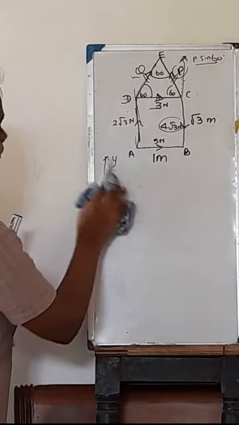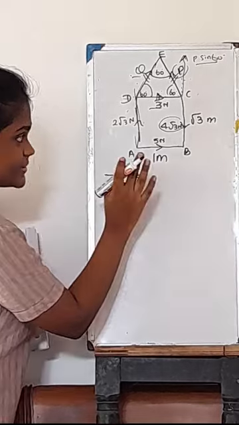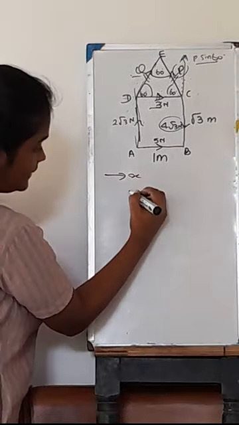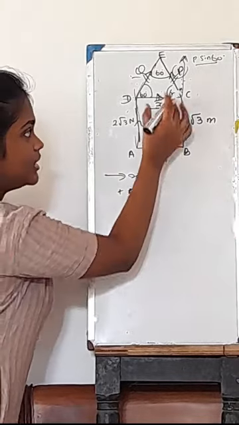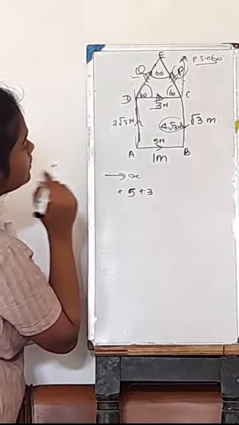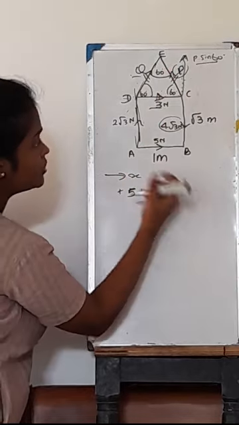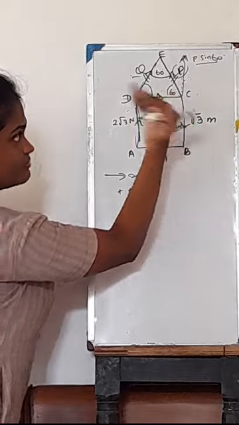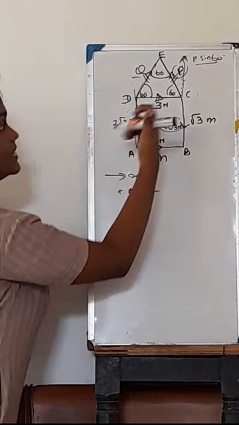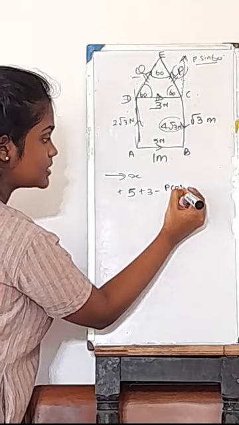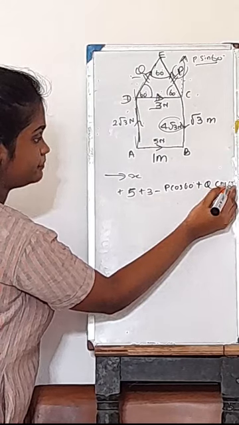So we can find it again. The horizontal direction is x. So we have 5. Now it's positive. Why? Because it goes in the same direction. Here we can take 3 Newtons. Then we have P and Q. So P is minus because it goes towards the opposite direction. So it should be minus. So it's P cos 60 plus Q cos 60.